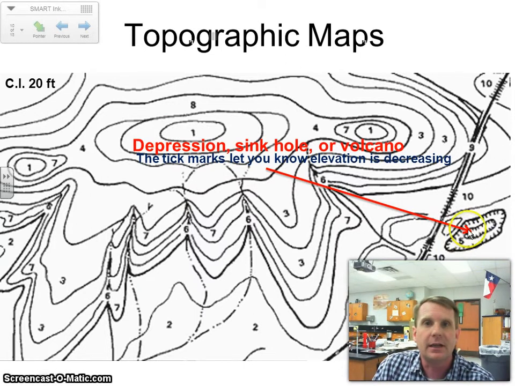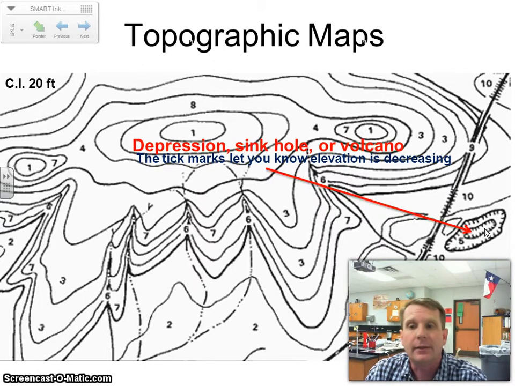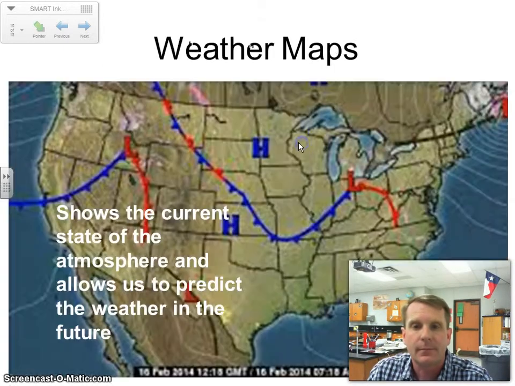Now when you see these neat, interesting little tick marks attached to a contour line, these tick marks are going to indicate that we have something like a depression of some sort. In this case, we might have a sinkhole, or we could even have the caldera of a volcano. So it's actually these tick marks telling us that the elevation is decreasing instead of increasing.